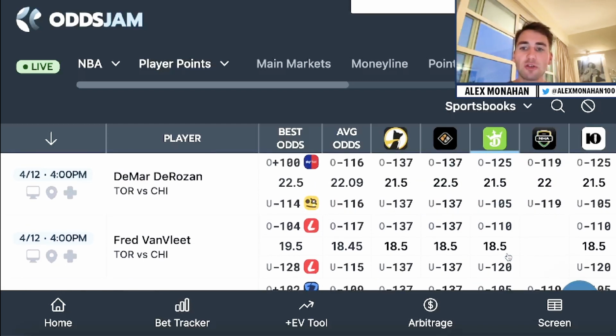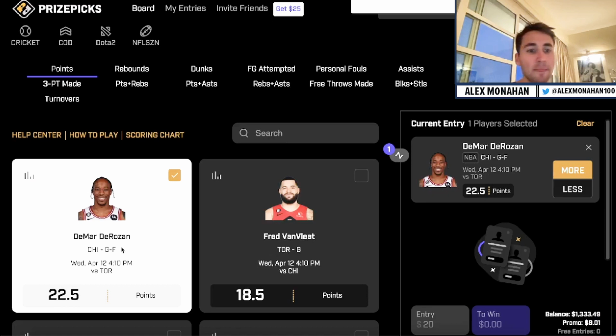When you're using the screen, you're looking for discrepancies. And what you're going to notice is it's the same for Fred VanVleet. All books have roughly the same odds. They're all roughly at 18.5 points. There's no value. But for Derozan, you're going to see a pretty big discrepancy. Some books have his line at 21.5 points. Some books have his line at 22. Some books have his line at 22.5 points. 21.5, 22, 22.5. So if you look at PrizePicks, they have Derozan's line at 22.5.